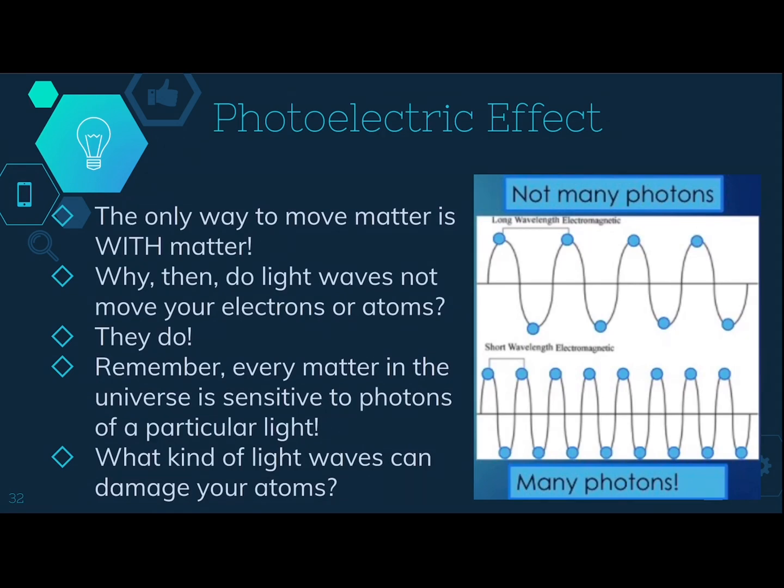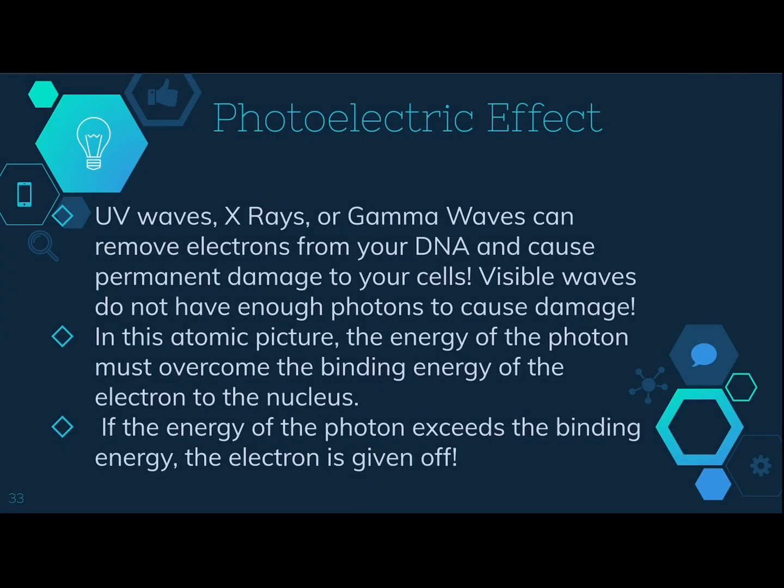Okay, so in this photoelectric effect, it says the only way to move matter is with matter. Why then do light waves not move your electrons or atoms? They do. Remember, every matter in the universe is sensitive to photons of a particular light. So if we're talking about waves, what light waves can damage your atom? Think about all the different types of waves. UV waves, X-rays, gamma waves can remove electrons from your DNA and cause permanent damage to your cells. So they are doing something. And visible waves do not have enough photons to cause any damage.